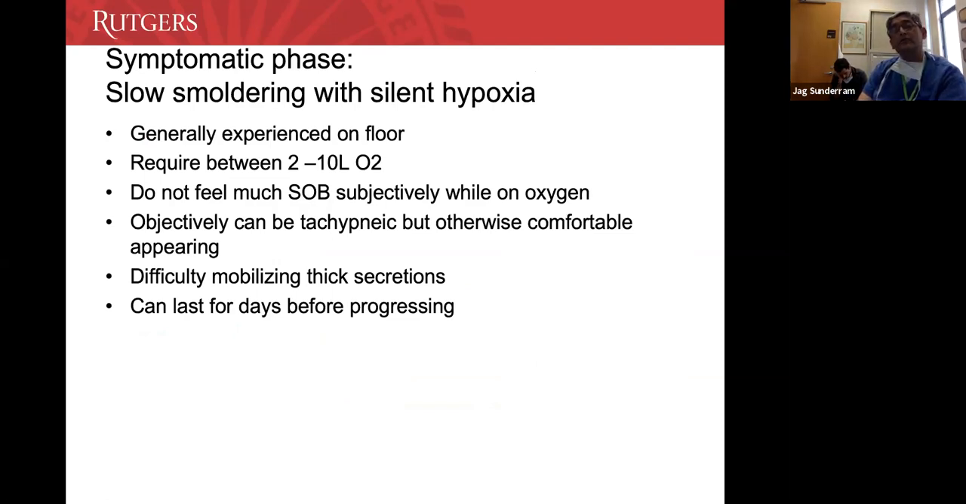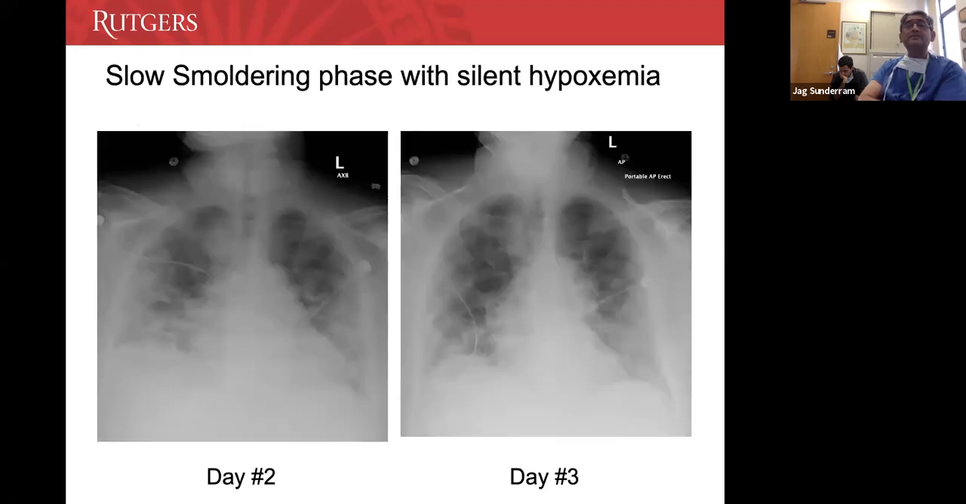They're on the floors, they require anywhere from 2 to 10 liters. They start to require a non-rebreather mask. They don't really feel very short of breath while on oxygen, but then they exert themselves, they get quite tachypneic. They have difficulty mobilizing thick secretions, and this can last for days before progressing. So here's the slow smoldering phase of silent hypoxemia.